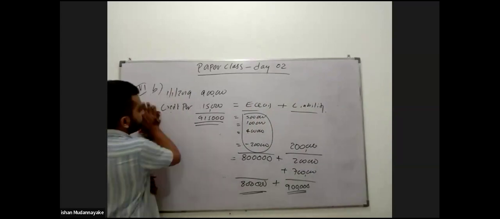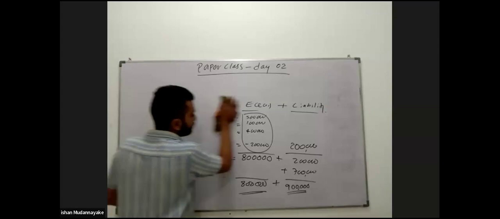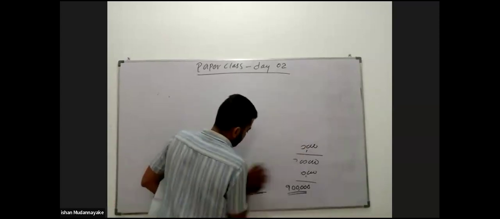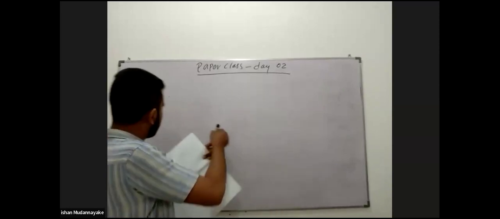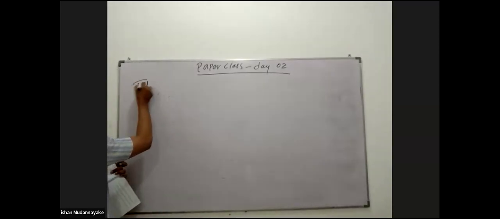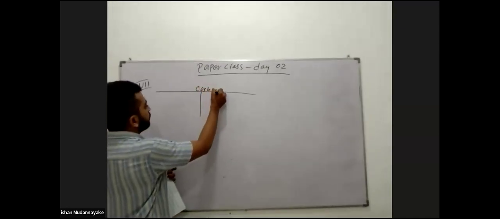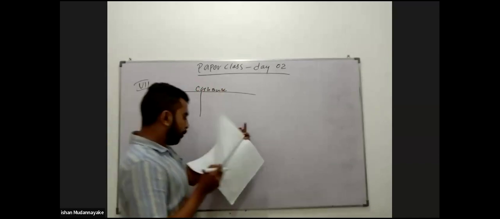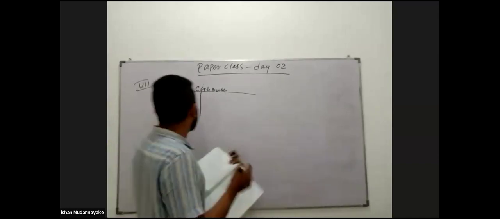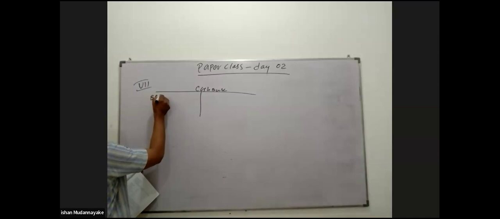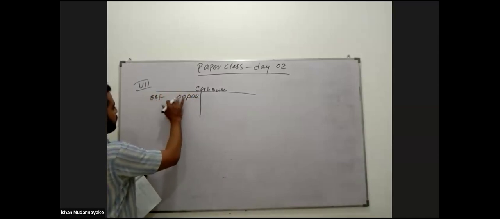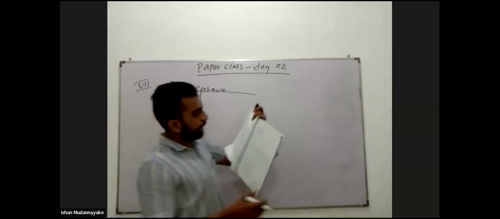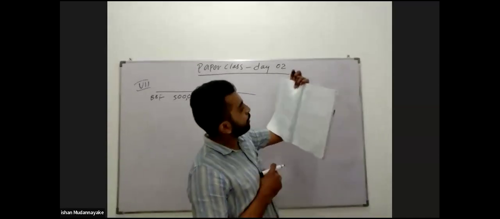Adjustment number 7. Seventh adjustment. Cash balance. Cash book. My cash book. Opening cash book balance, how much opening balance? 500,000. And then they obtain a bank loan, how much? And then my opening balance.